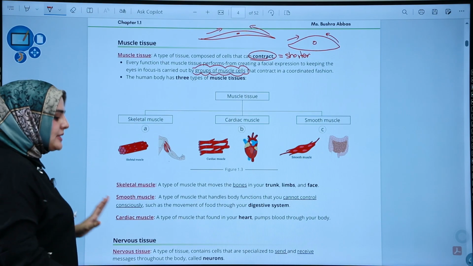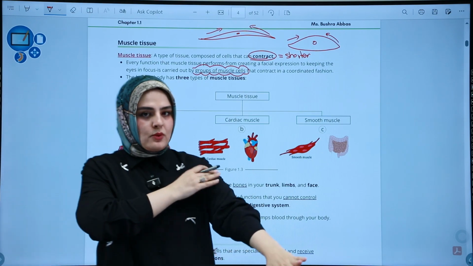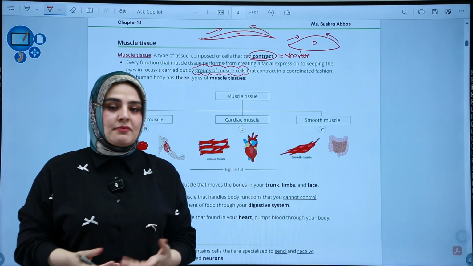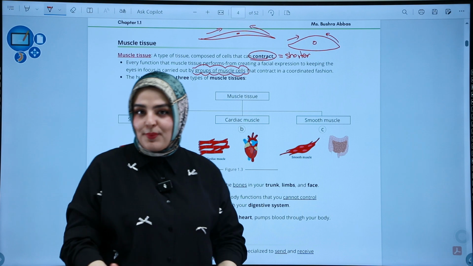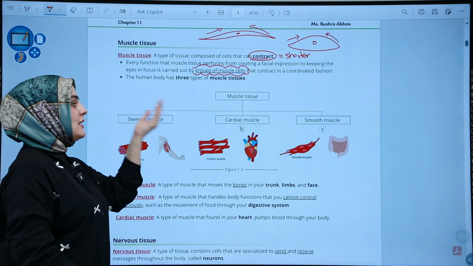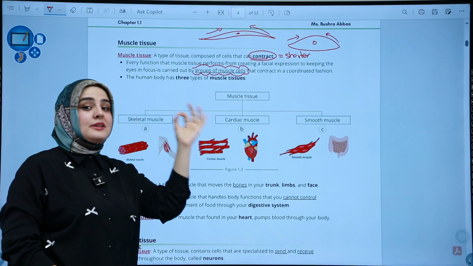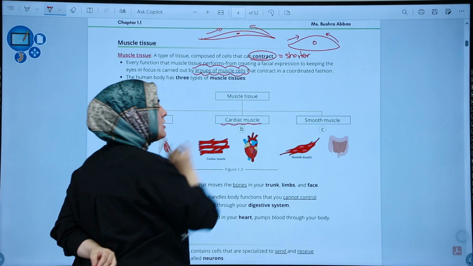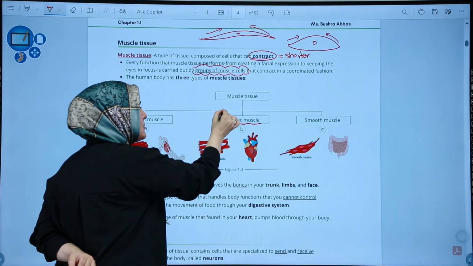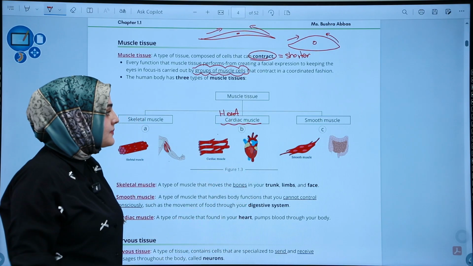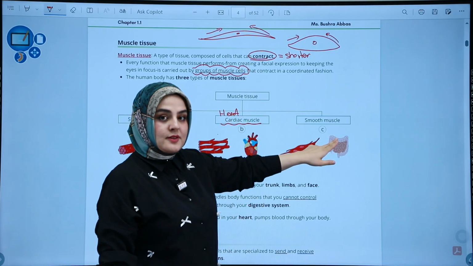So the 3 types of muscle: the one type of muscle that we know about, like for example when you flex your arm, is the skeletal muscle, because it's mostly connected to bone. As for the second type, it is a VIP type, only for one organ. Please write this as a note. Only one organ has it. We call it cardiac muscle. Cardiac means heart. That means the muscle of the heart. That's what it means. Then you have smooth muscle.